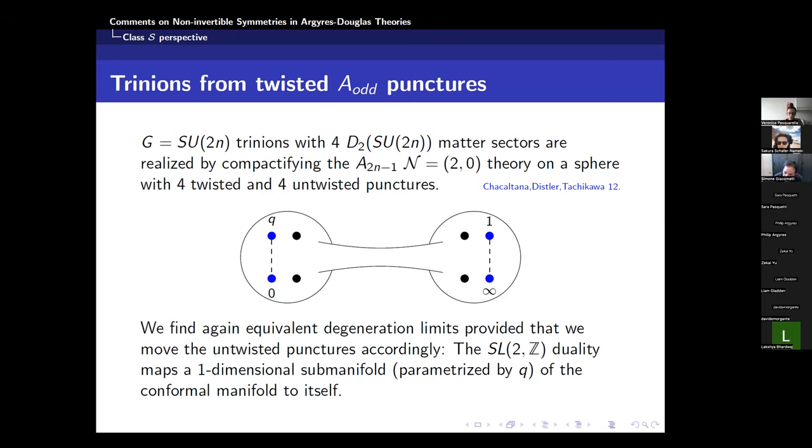We have a one-dimensional submanifold of the conformal manifold, which is parameterized by Q. The other four directions are parameterized by the position of the untwisted punctures. This SL(2,Z) group maps this one-dimensional submanifold to itself. And only the cusps along this one-dimensional submanifold are all equivalent. We are not making the statement that all possible cusps inside the full five-dimensional conformal manifold are the same. This is not true. And we will restrict our attention just to this one-dimensional submanifold.